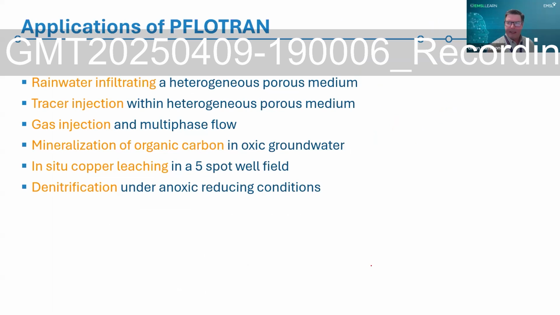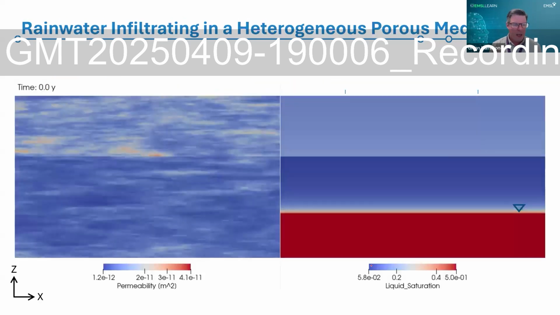Okay, let's discuss the 6 scenarios that I'm going to illustrate. These are just a high-level presentation here. I'm just going to show some movies of some simulation results. The first one's rainwater infiltrating a heterogeneous porous medium. Then we have a tracer injection in a different porous medium. We have gas injection. We have mineralization of organic carbon in oxic groundwater, in situ copper leaching, and then a denitrification problem. So let's move on to the first one.